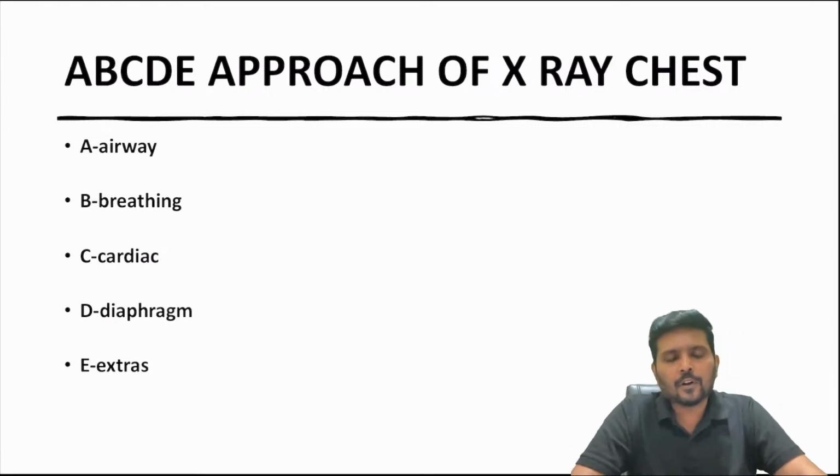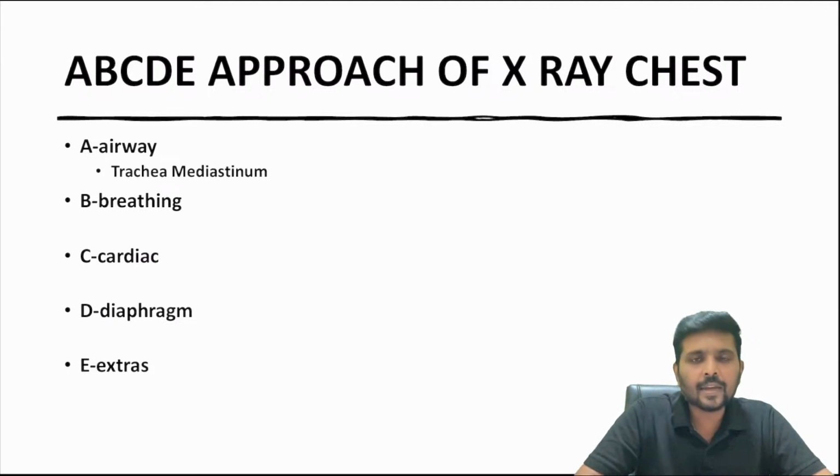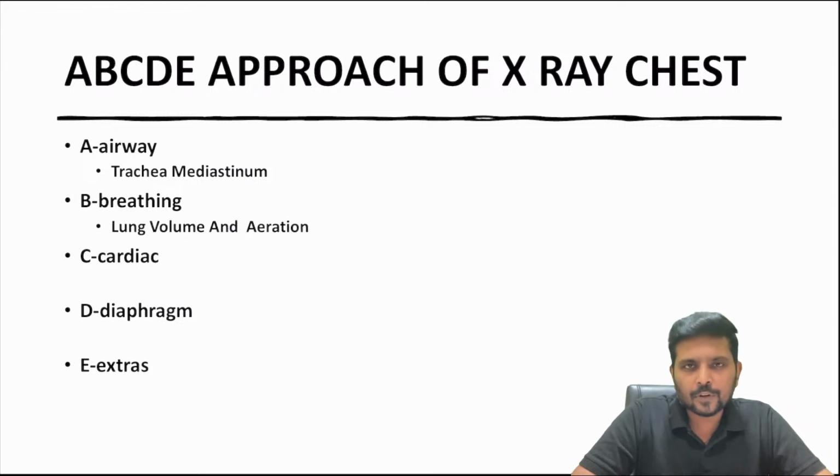The following things should be given importance. This approach is called the ABCDE approach. What is A? A stands for airway. That is how you see your trachea as well as your mediastinum, that is, in and around the trachea. B stands for breathing. Breathing means your lung volume, whether it is high lung volume, low lung volume, etc.